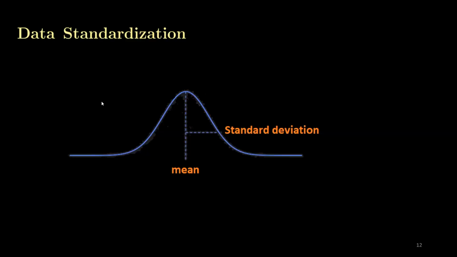In data standardization, we also assume that the data is like a bell curve, or a Gaussian distribution. So this is the mean of the distribution, which is the central value of the distribution, and the standard deviation represents the spread of the distribution. So the first step is to calculate the mean. The second step is to calculate the standard deviation, and then subtract the mean from each sample and then divide the difference by the standard deviation.